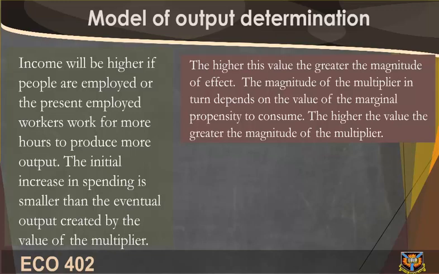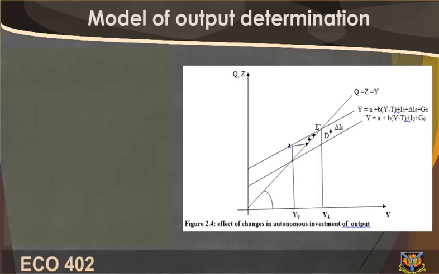The higher this value, the greater the magnitude of effect. The magnitude of the multiplier in turn depends on the value of the marginal propensity to consume. The higher the value, the greater the magnitude of the multiplier.